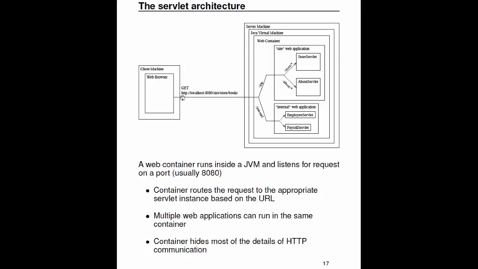So for instance, here, when I have a request of localhost, if it's running locally, 8080 if that's the port, site, store, books. Site will first go to the site web application. Store will then go to the store servlet. And it's up to your store servlet to understand what it means when you ask for books. We can imagine that there are other servlets and even other web applications that handle different requests.